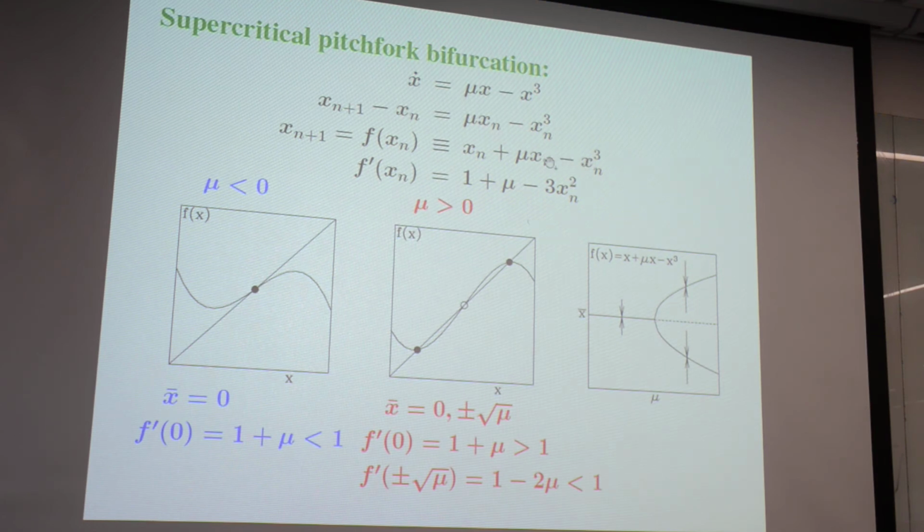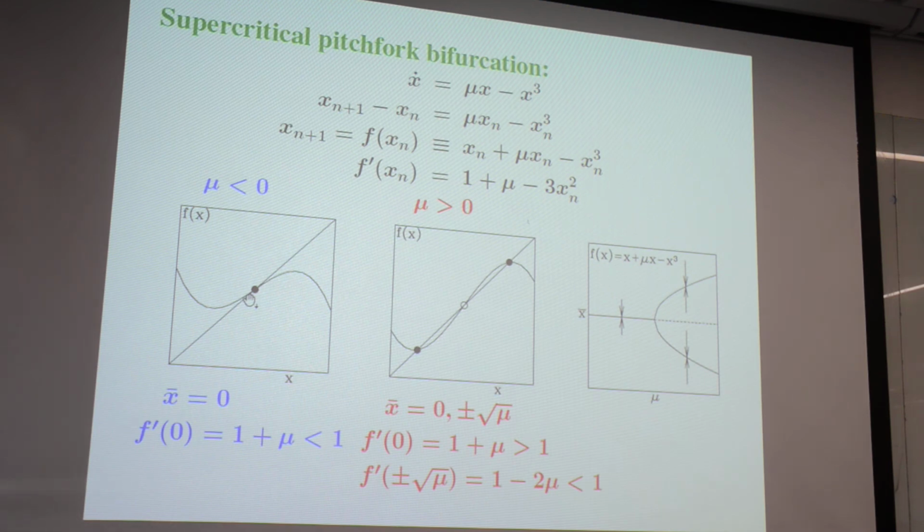X can't be plus or minus square root of mu and be real if mu is negative. So for mu negative, we only have x equals 0 as a fixed point. And this is what the function x plus mu x minus x cubed looks like. And this is the intersection with the diagonal. So here's a fixed point. And if we look at the derivative, f prime of 0 is 1 plus mu. And for mu negative, this is less than 1. So this is a stable fixed point.